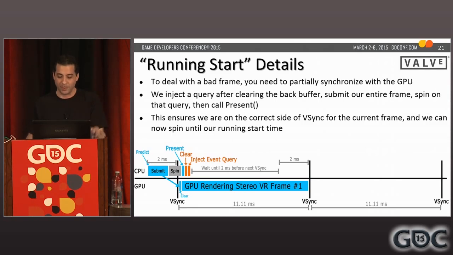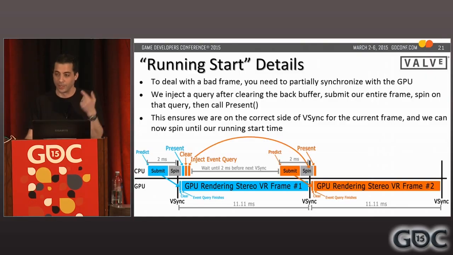On frame 2, you're going to clear the back buffer, inject an event query, and then you're going to spin on that render thread and call time until next VSync, and you're going to wait until you're at your running start, 2 milliseconds before VSync. And then you're going to predict your poses forward 24.2 milliseconds. And then when you're done submitting, you're going to spin on the query you injected after you cleared your back buffer, okay? Now, this isn't a CPU-GPU sync point because you're not flushing the GPU. You're waiting for an event query to pass, but you've already submitted your entire frame's worth of rendering after it. So what that actually ends up doing is, if you look on the GPU at the bottom, the first thing that happens in the frame is the back buffer gets cleared and that event query finishes.